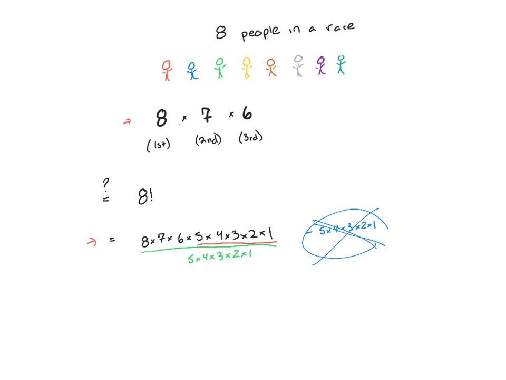The reason I'm doing this is I'm trying to make this bottom thing look like what I have up here. So if I take 8 times 7 times 6 times 5 times 4 times 3 times 2 times 1 and divide that off, then sure enough, all this junk right here would cancel, right? And I'd end up with exactly what I wanted. The question here is, what am I dividing by? What is that 5 times 4 times 3 times 2 times 1?